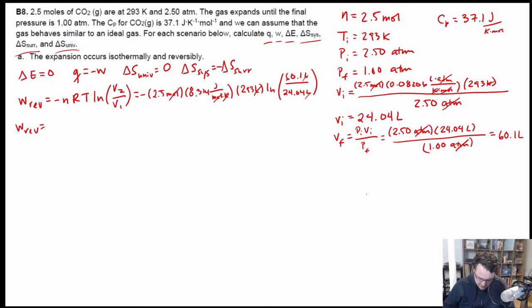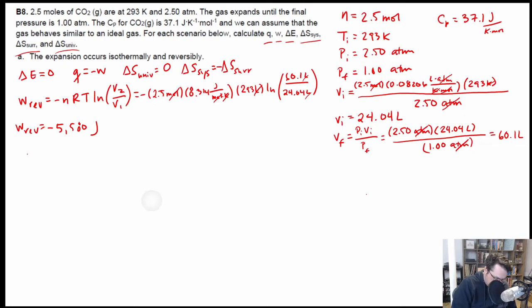So if we just plug this in, negative 2.5 times 8.314 times 293 times the natural log of 60.1 divided by 24.04. Right? And so what we get is negative 5,580 joules as our answer, which matches what I have on the key, which is negative 5.58 kilojoules. So we have the work reversible.